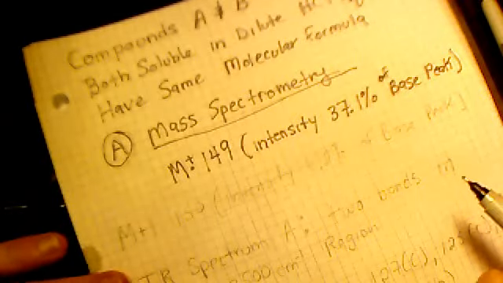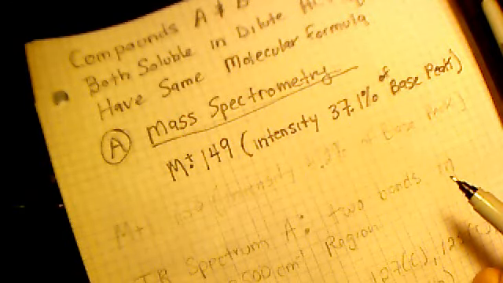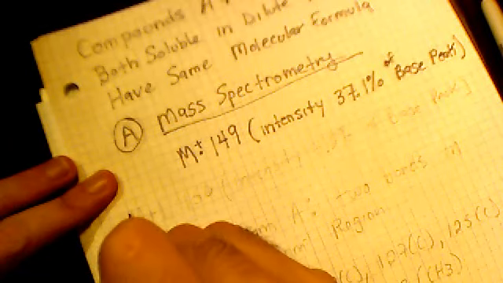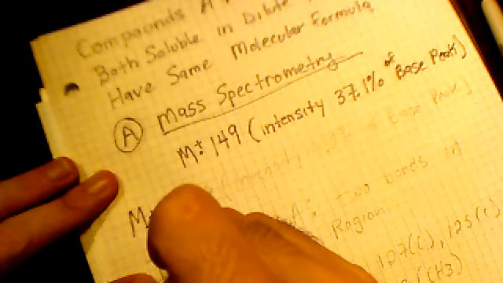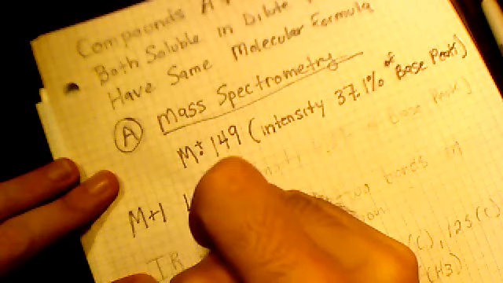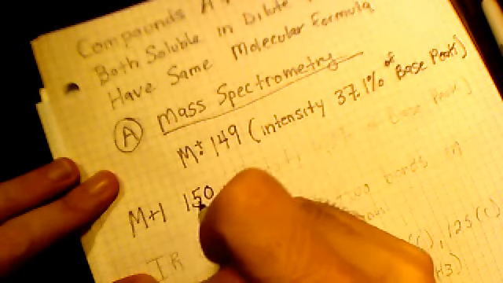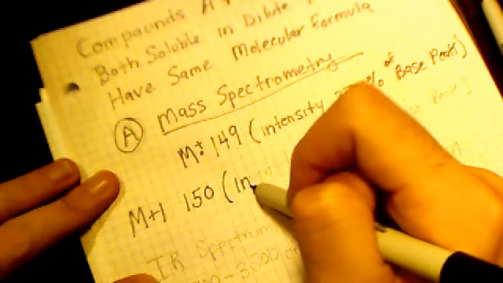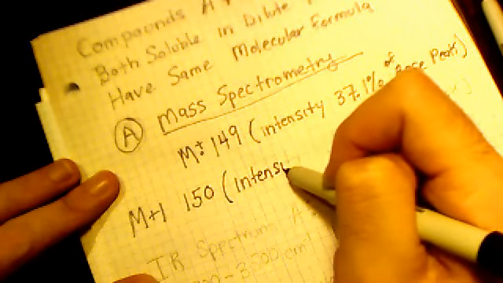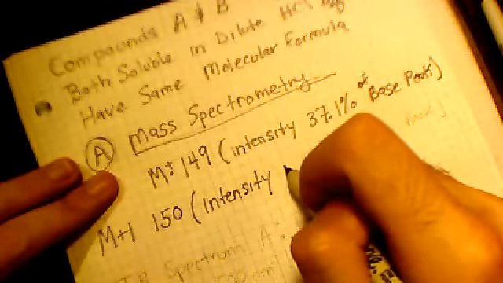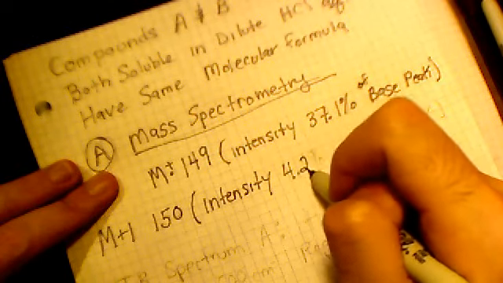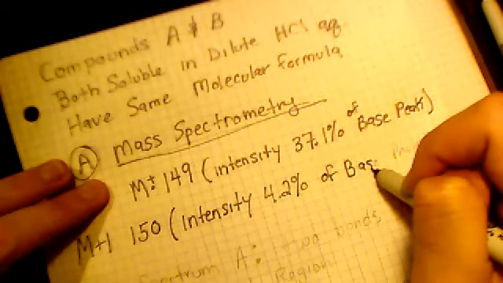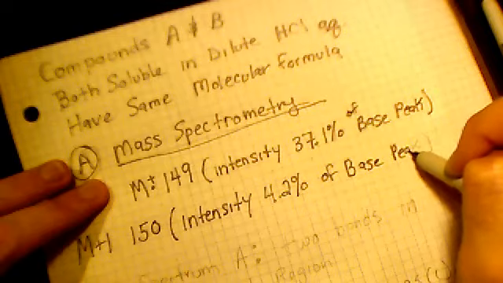Again, you'll be able to get this in the Facebook group. And then they have the M plus 1. The weight there is 150, so there's an isotope, and its intensity is 4.2% of the base peak.